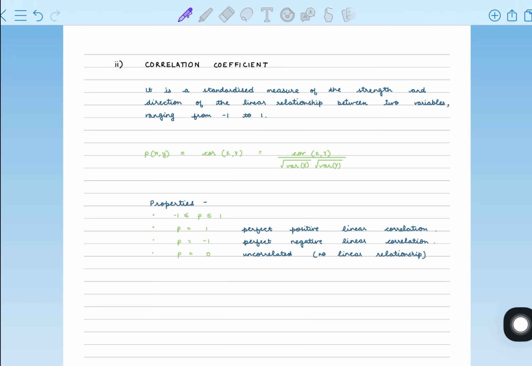Covariance tells us about the direction of the relationship between two random variables. However, covariance depends upon the units of measurement. For example, if we change the units from kilograms to grams, the covariance value changes. To overcome this issue, we use the correlation coefficient. The correlation coefficient is a standardized measure of the strength and direction of a linear relationship. Because it's standardized, it does not depend on the measurement units. The correlation coefficient is denoted by the Greek letter rho.